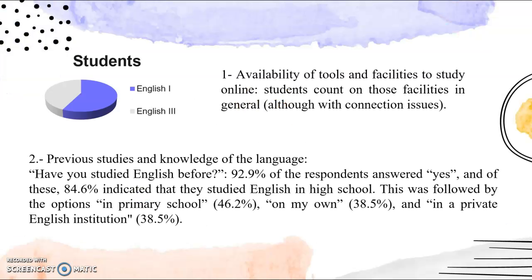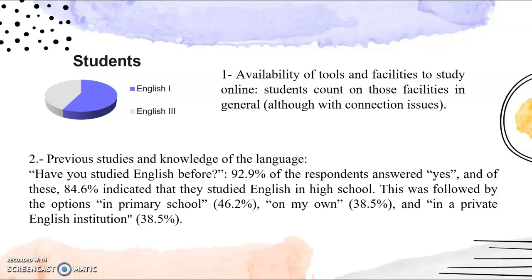Results. First, we have the proportion of students of each course that answered the questionnaire. Then, about the availability of tools and facilities to study online, students generally count with those facilities, although with some connection issues.